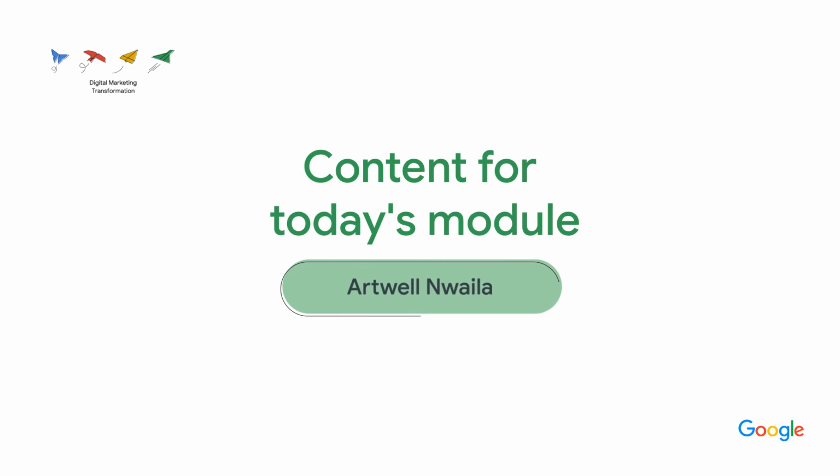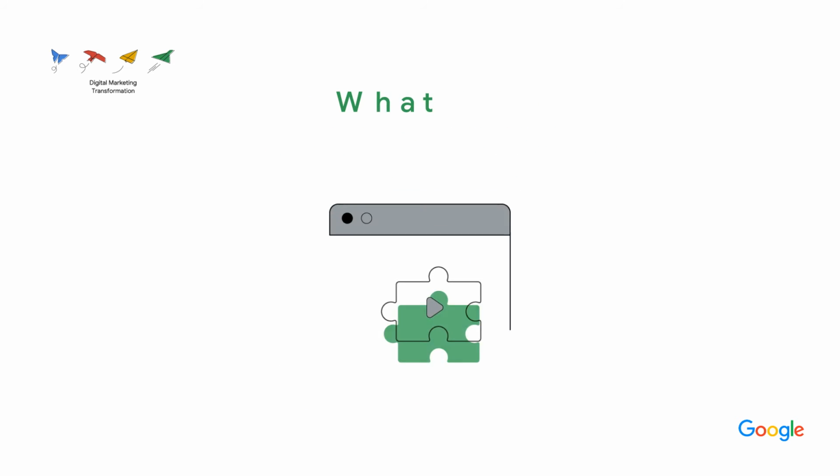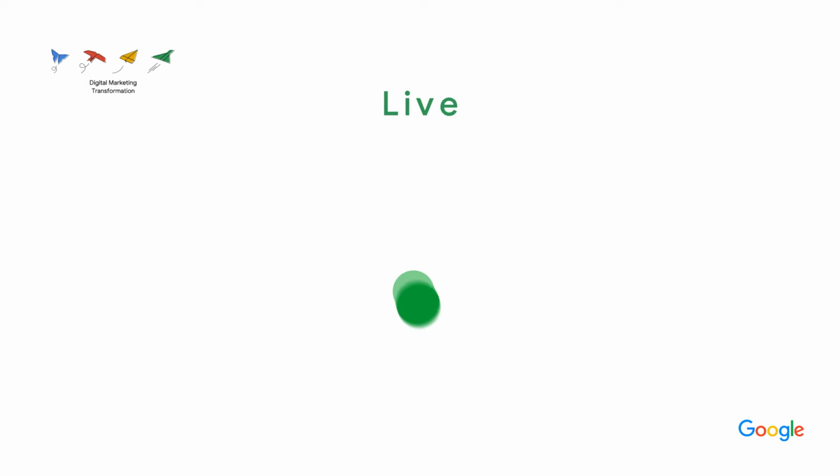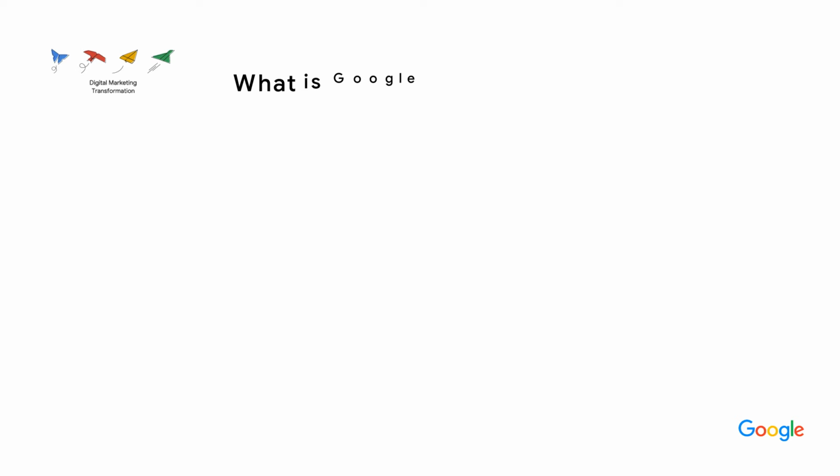So today, we're going to look at components, and it's going to be divided into 4 parts. The first bit is that we're going to quickly recap over what is Google Web Designer. And then we're going to jump into what are components. Then we're going to go into a live demo. And then we'll look at examples of assets that have been created with Google Web Designer.